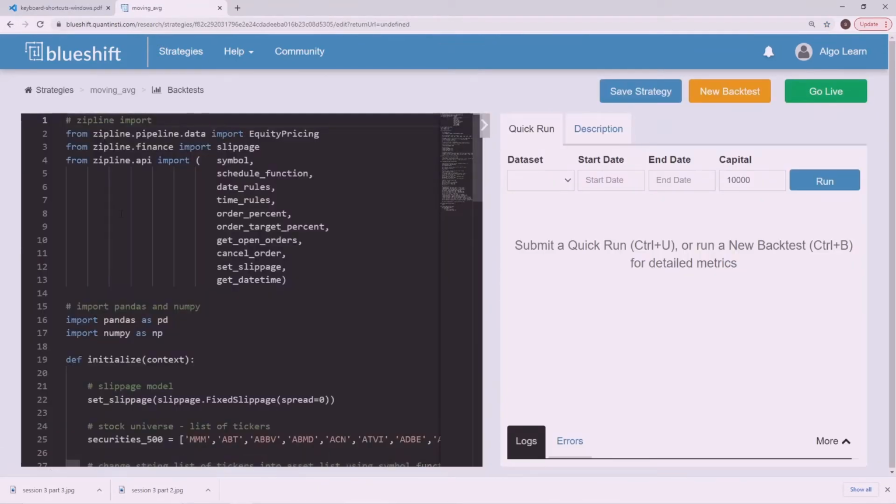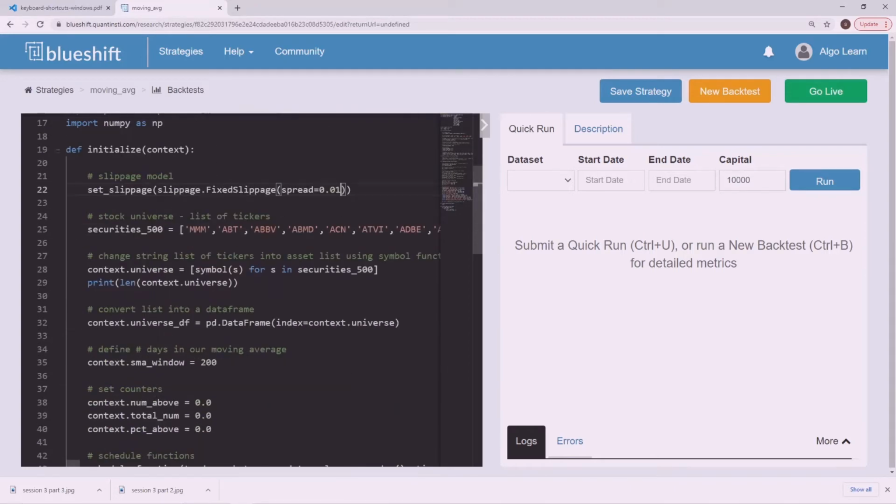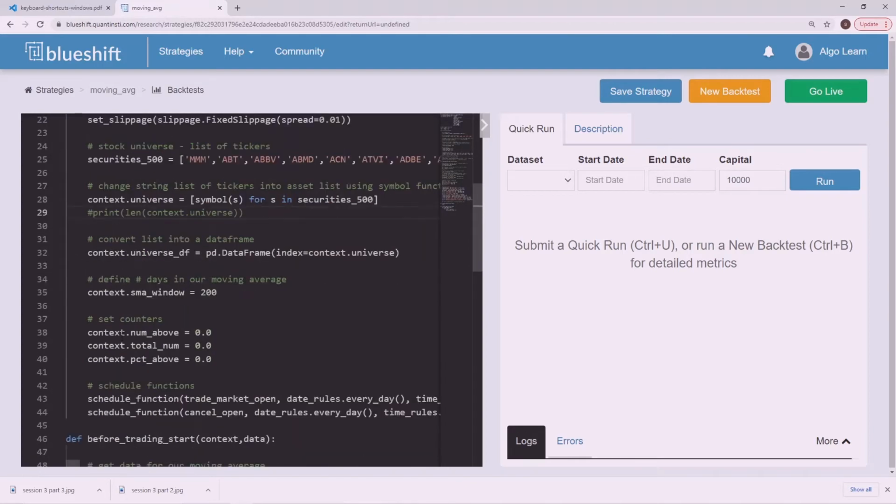And let's go to the slippage model and let's set our spread to a penny. Now, this is spread between bid and ask. Anyway, I could do a whole video, and I will, on slippage models. But for now, let's just keep it at a penny, and this will build a little bit more realism into our back test. We no longer need to print the length of our universe, so let's pound that out.